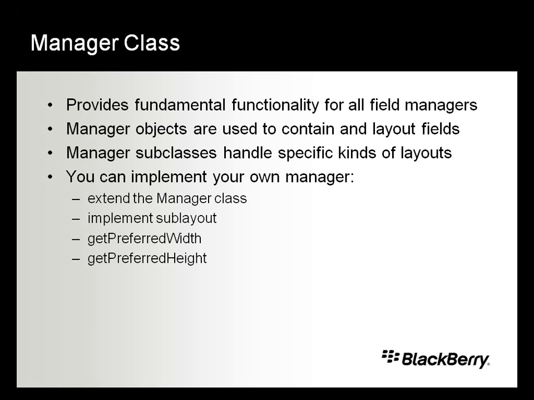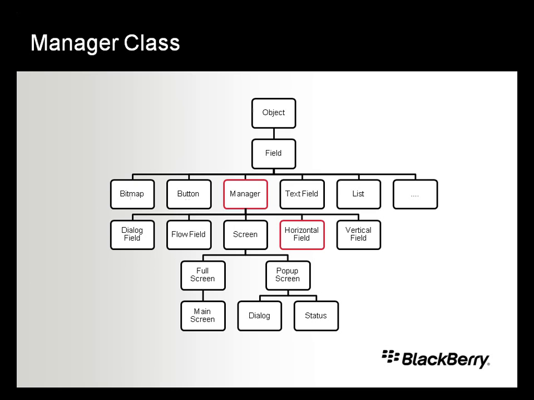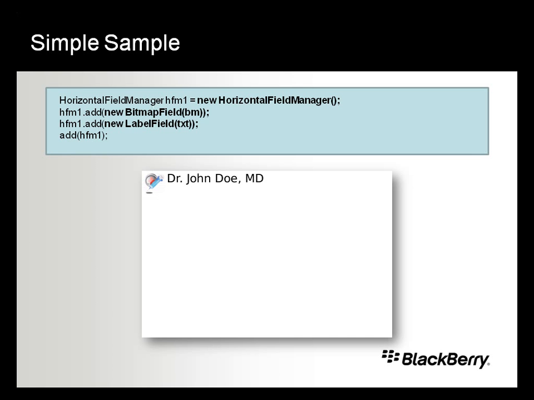Some of the predefined managers are horizontal field manager and vertical field manager. So let's see how to use those. In this sample, we create a horizontal field manager and add two components, a bitmap field and then a new label field, and then we add the horizontal manager to the screen. If we look at the result, we have an image followed by the text aligned to the left.